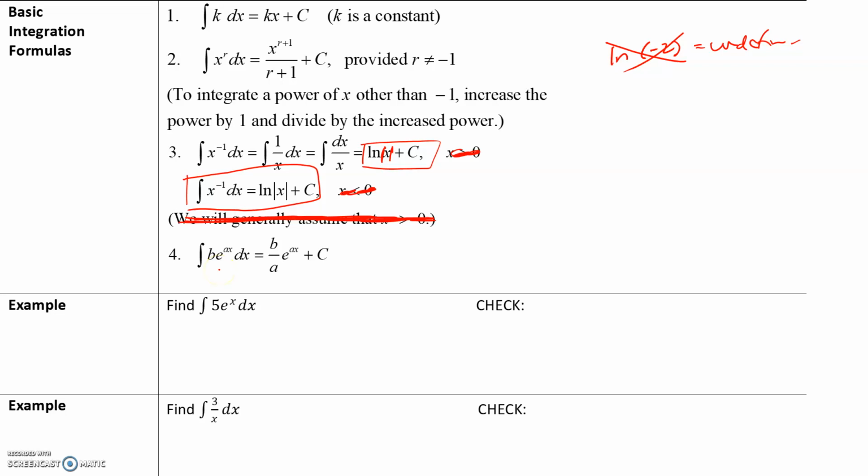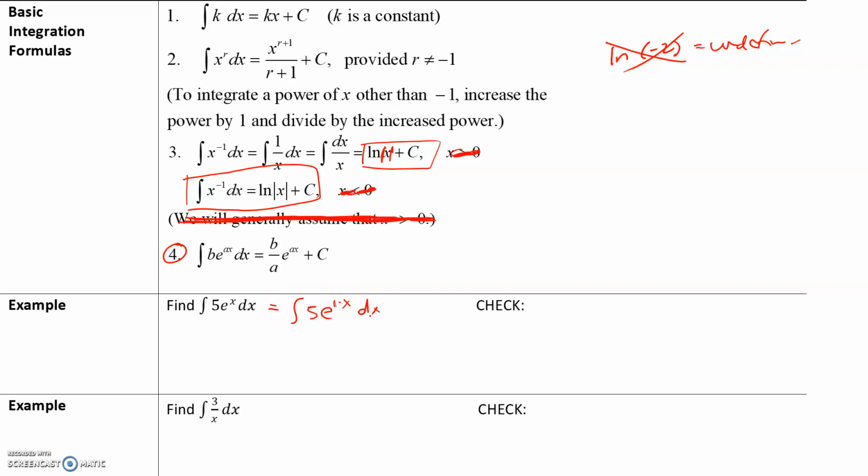Now, if you have an e function, and it's in this form, the integral of b e to the ax dx, we have to apply this formula: b over a times e to the ax plus c. Okay, so let's start with example number 1. Now, you really have to keep these formulas handy because you'll be referring to them at every single problem. So let's say we have the antiderivative of 5e to the x dx. So we're going to be using formula 4 because it's involving an e. So I'm going to rewrite this as the integral of 5e to the 1 times x dx.